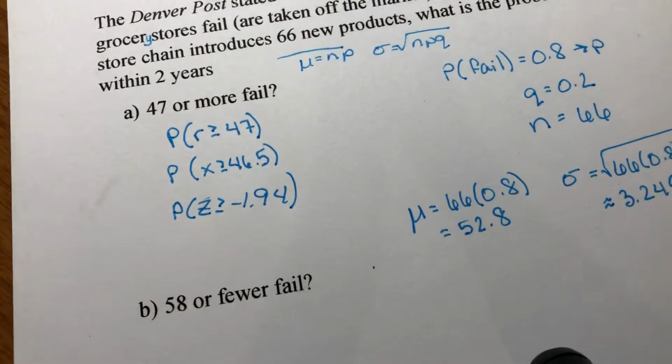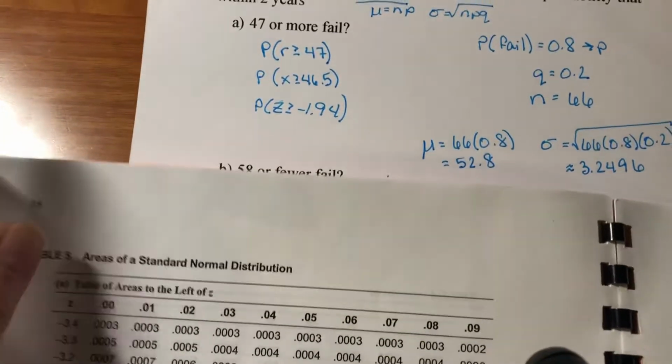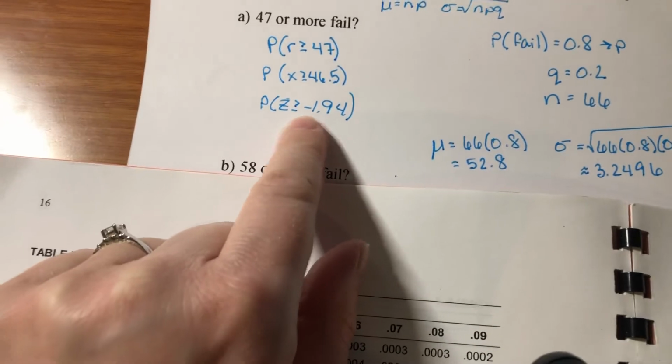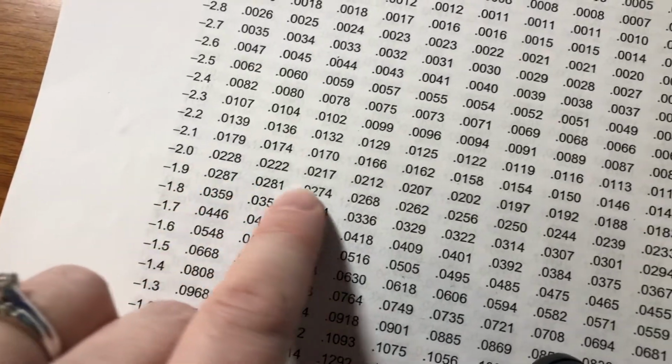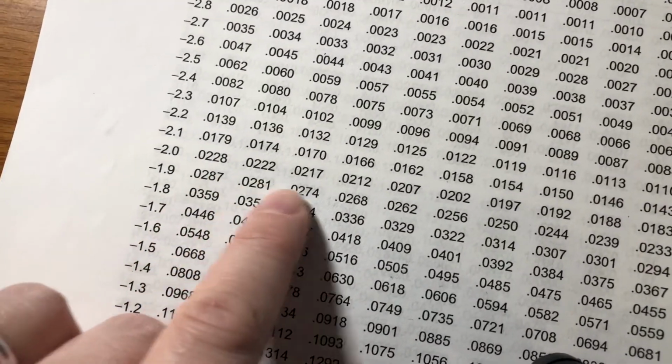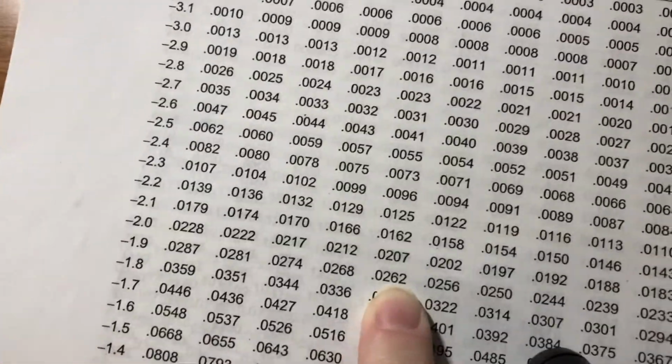Once I have that, then I'm going to go over into my z table. So I'm going to pick this up and pull that in here. Let's see if I can have multiple things showing. So I want z is greater than negative 1.94. I'm either going to do 1 minus that. So I'll look up negative 1.94. So 0, 1, 2, 3, 4. So this is 0.0262.